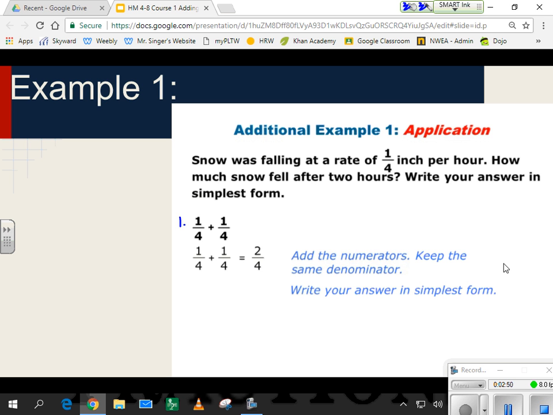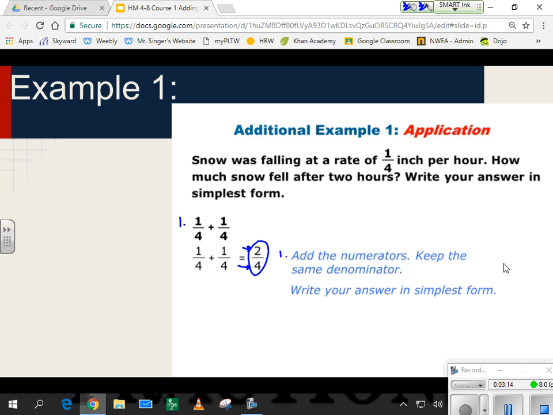So for your notes, the first thing you do once you have your problem written out is you add the numerators. Our numerators are 1 and 1, so when you add 1 plus 1, you get 2. The denominators you don't do anything with, you just keep them going. Since they're both 4, you don't have to change anything. So 1/4 plus 1/4 is 2/4.